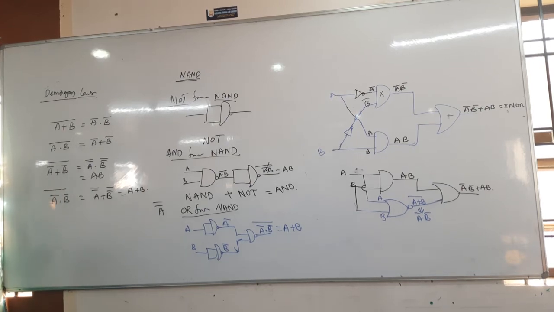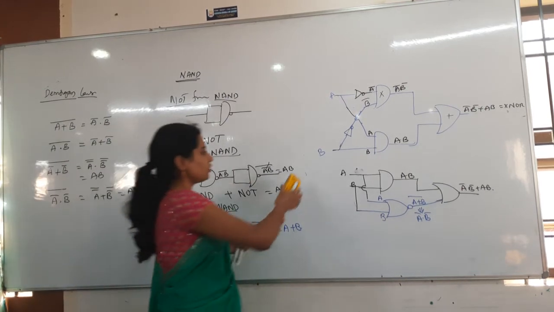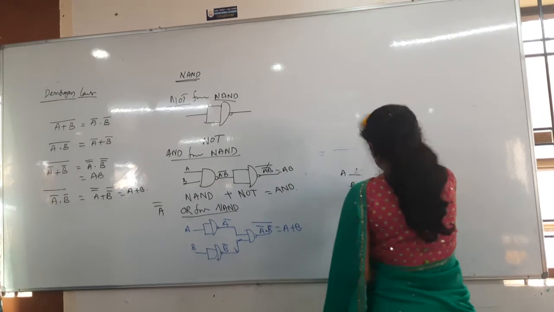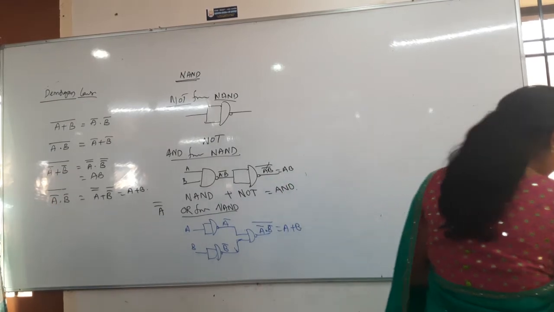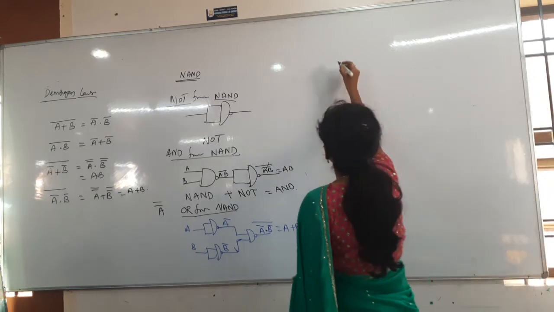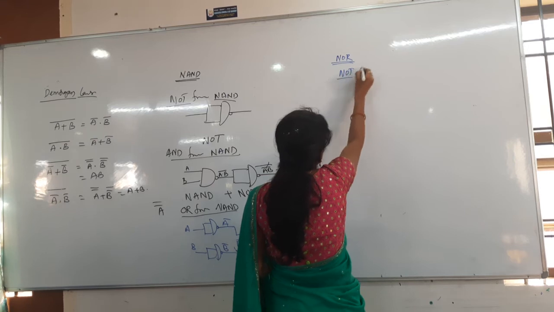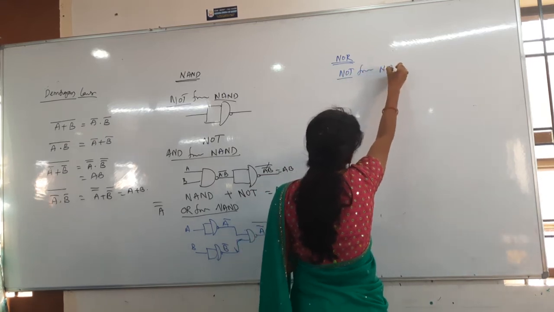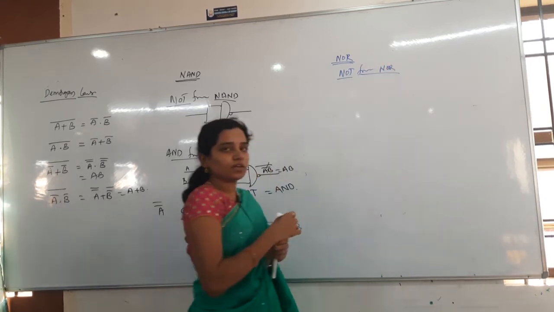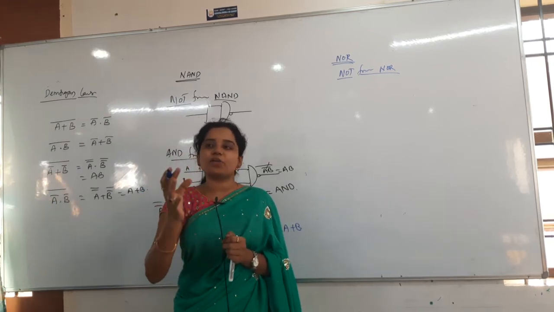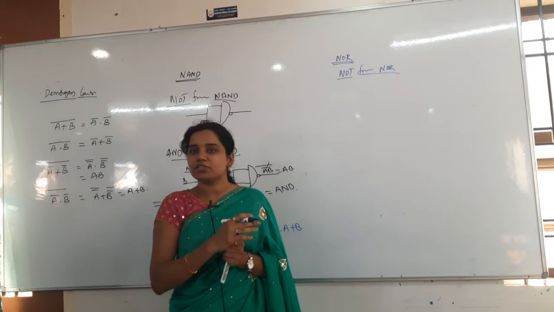So I will draw that NOR gate also. Then you can copy that. NOR gate as a universal gate. How can you get the NOT from the NOR? What you have to do always? To get the NOT, simply combine the inputs. That's it. It will give you the answer.